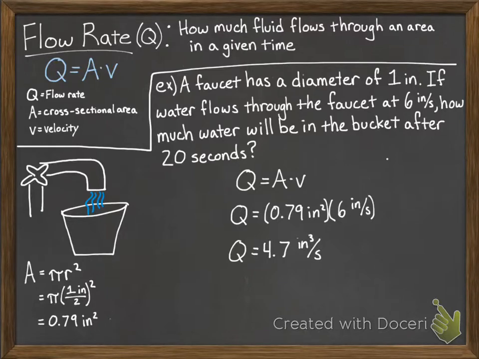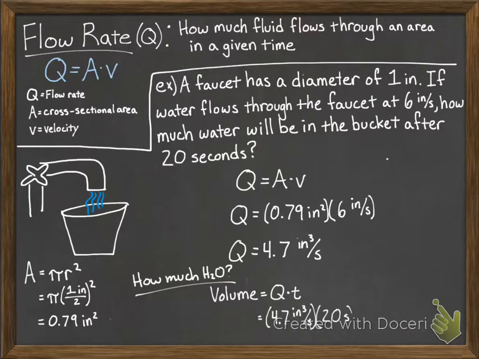But wait, the question didn't ask for flow rate, it asked for how much water will be in the bucket after 20 seconds. So if this is how much water is flowing through per second, then all I need to do to figure out how much water is in there after 20 seconds is multiply the flow rate times the time. So 4.7 inches cubed per second times 20 seconds leaves us with 94.3 cubic inches of water, which, if you're curious, is about 1.55 liters of water.